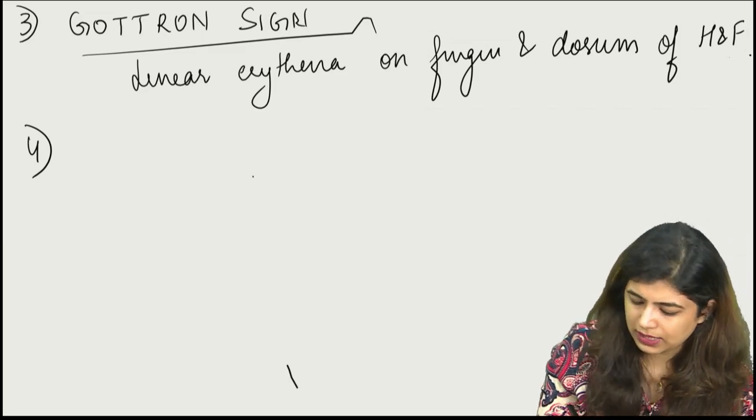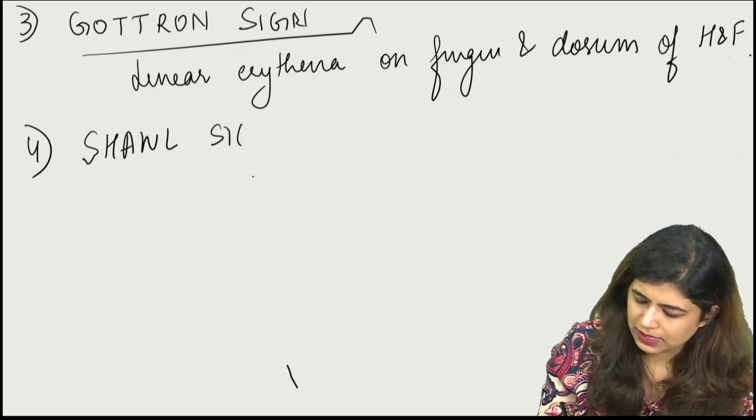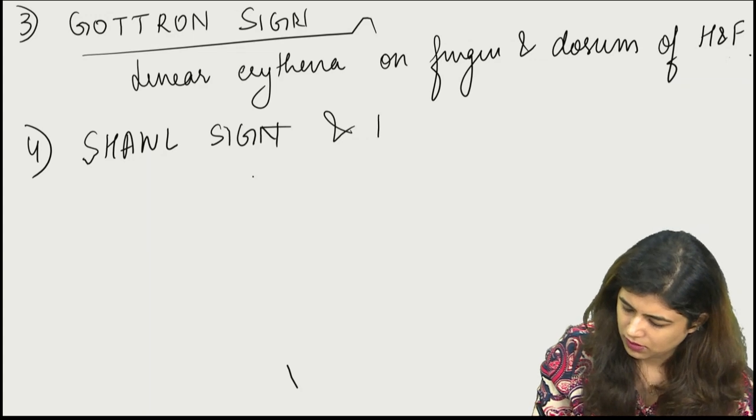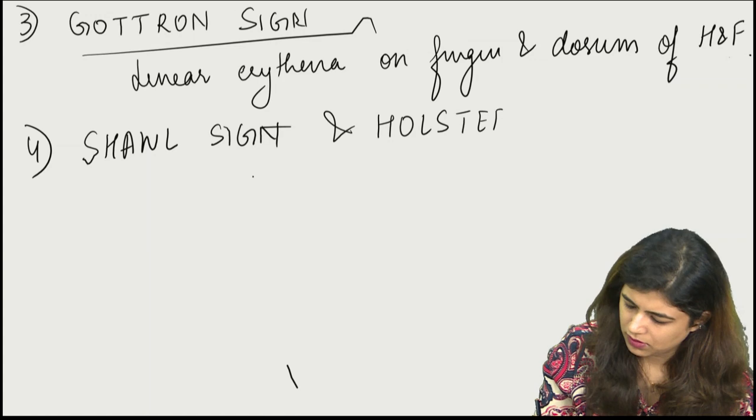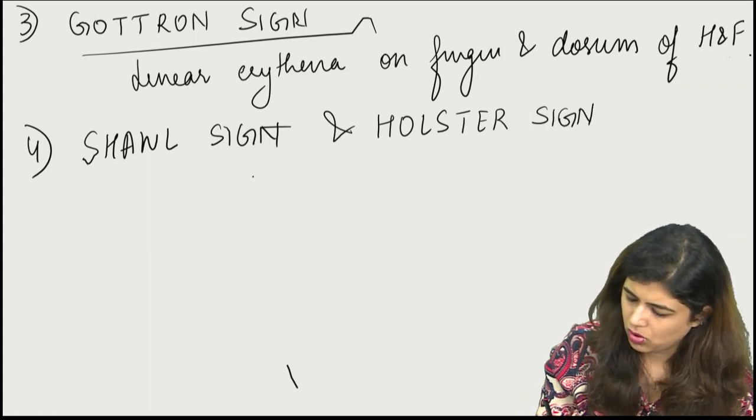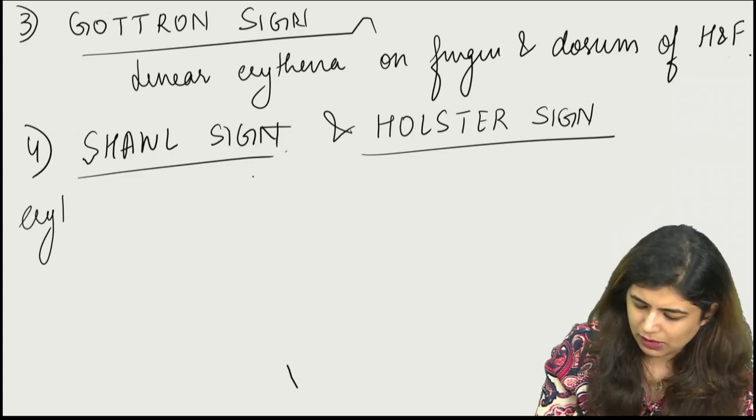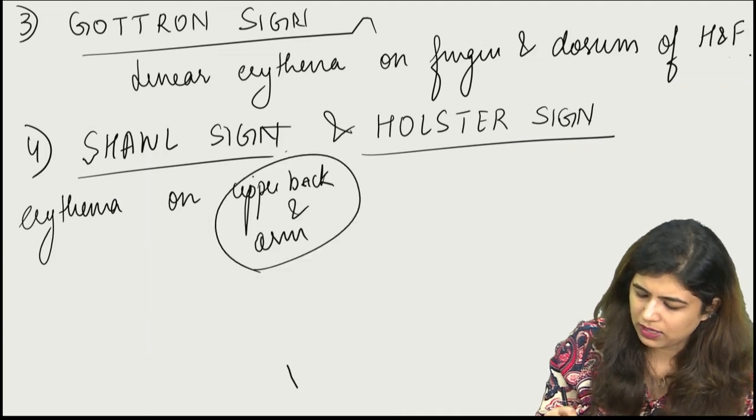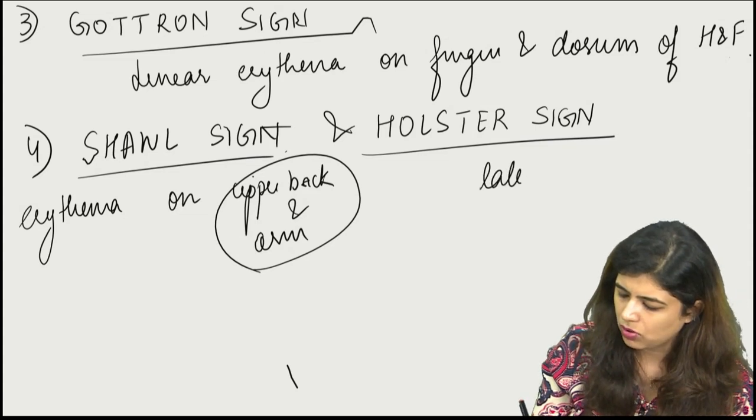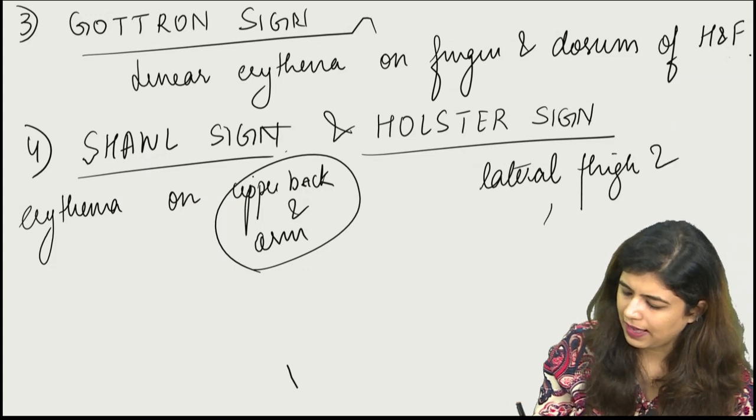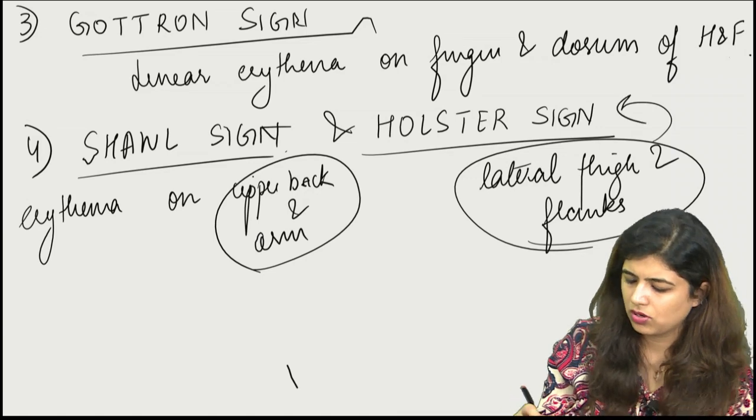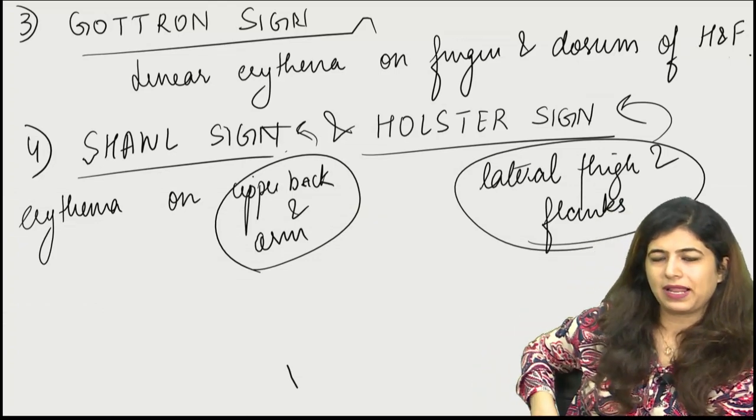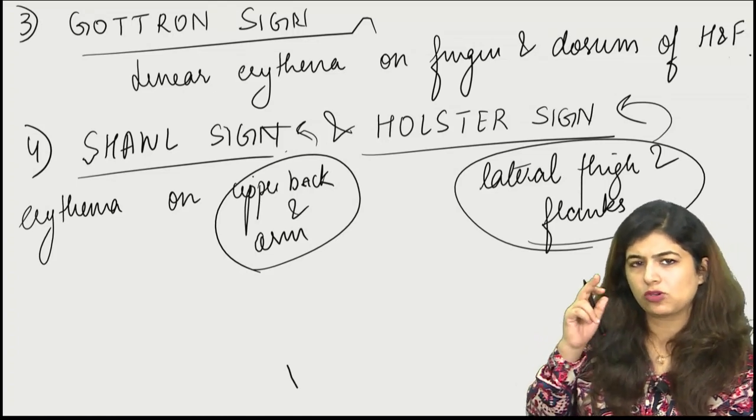Fourth thing that they ask you here is the shawl sign and Holster sign. These are again signs depending upon where you see the erythema. If you see the erythema on the upper back and arms, the distribution where you wear a shawl, then it is called as shawl sign. Or if you see it on lateral thigh and the flanks, then it is called as the Holster sign. See, holster is that case in which the policemen keep their pistols. So it goes laterally like this, and where that rest, there you see this erythema. So it is called as holster sign.